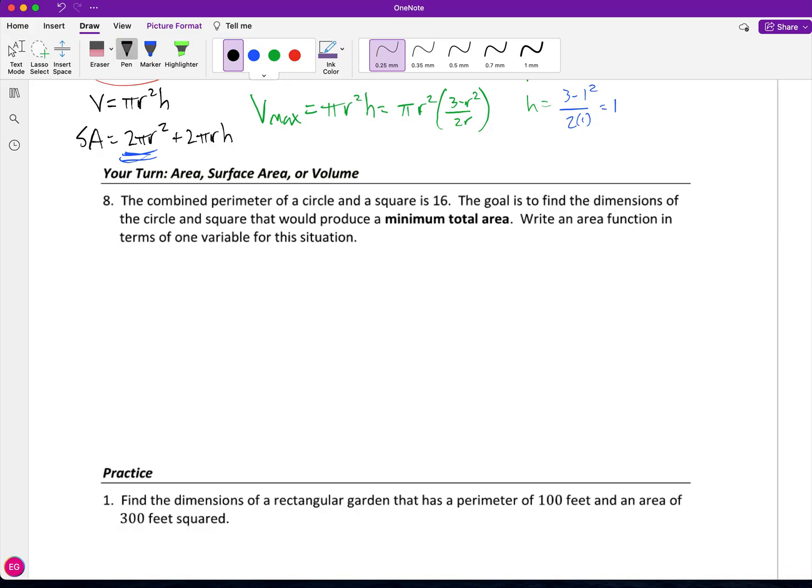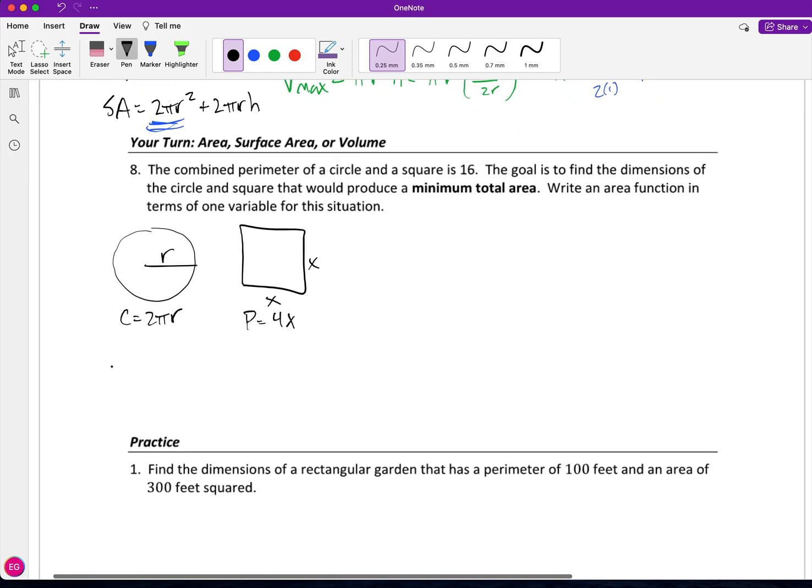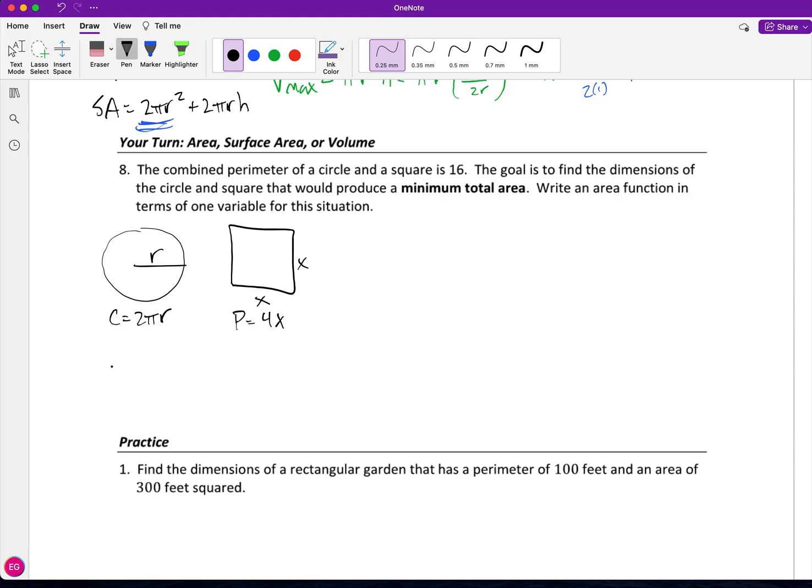Cool, let's get this party started. I have a circle, and I know that it has a radius, and its circumference is 2 pi r. You could also use pi d if you wanted to. I'm going to use pi r. We have a square. Squares have equal sides all the way around, so its perimeter is just 4x. So what I know is that if I added these two shapes together, they have to equal 16. So 2 pi r plus 4x has to equal 16.